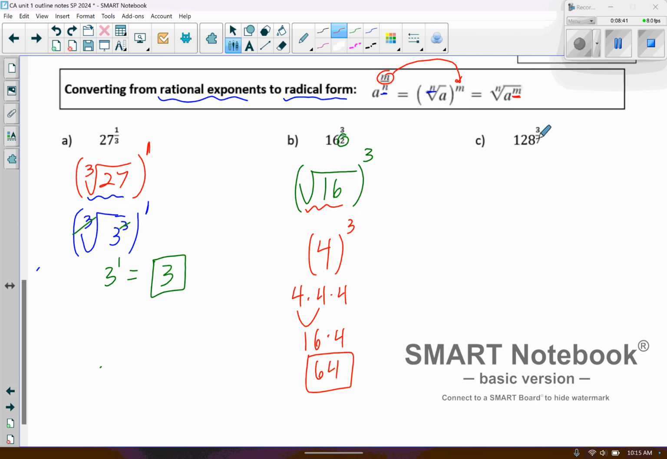Okay, my next one, let's see, I've got 128 raised to the 3/7 power. So my denominator is 7. I'm going to take the 7th root of 128, and then we're going to raise that to a power of 3. Well, you can go look at your cheat sheet, but this is going to actually simplify into a 2. And the reason why is because 2 to the power of 7 equals 128. So that 7th root right there is going to take care of the 7 power, to where I'm going to get 2 to the power of 3. And then 2 times 2 times 2 is 8.